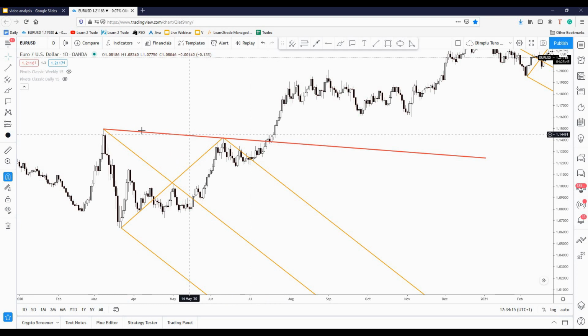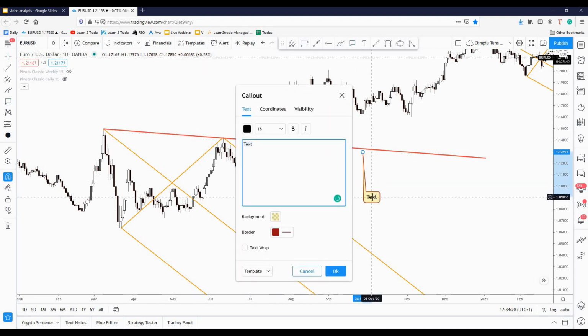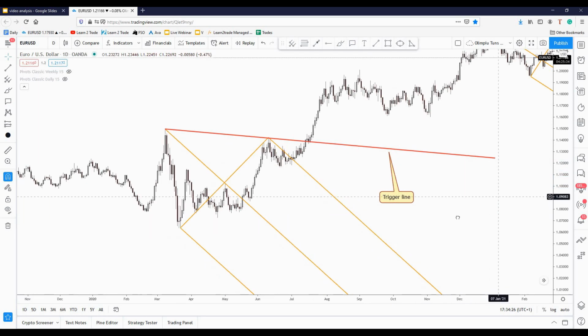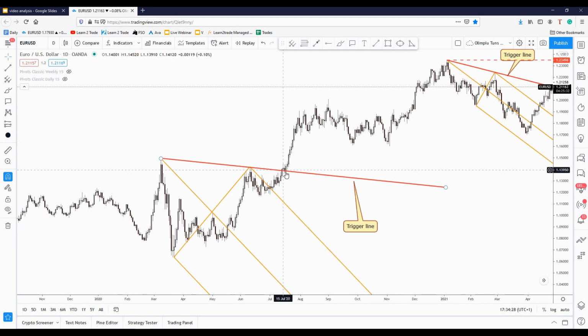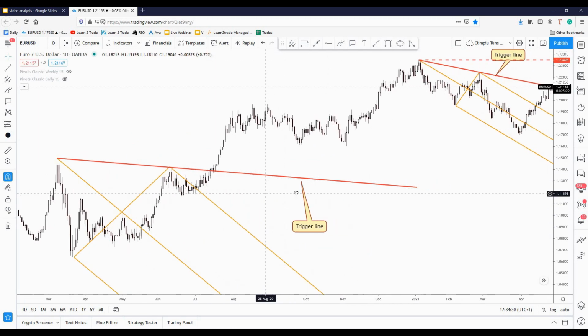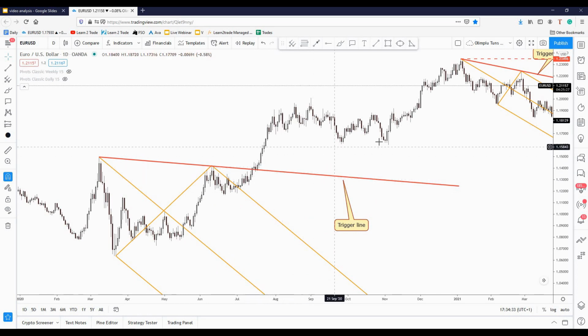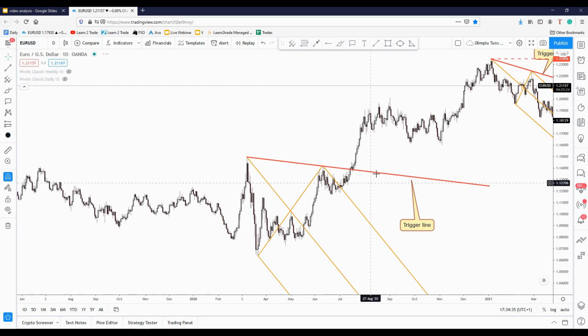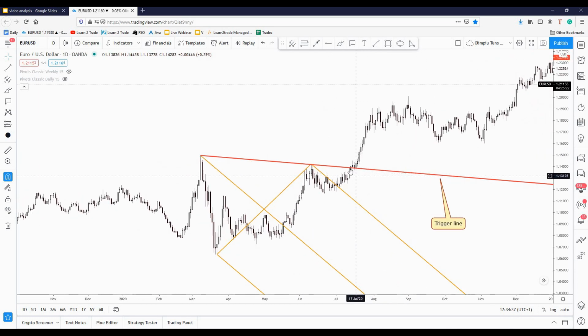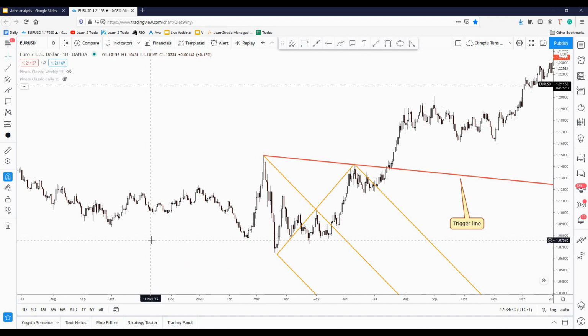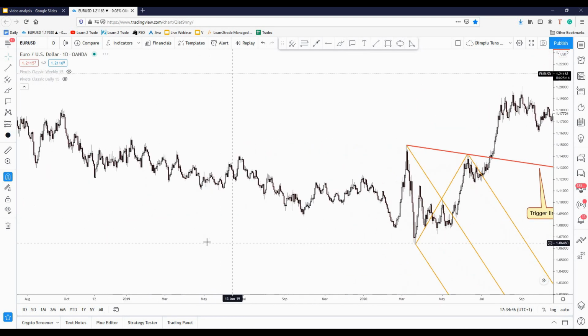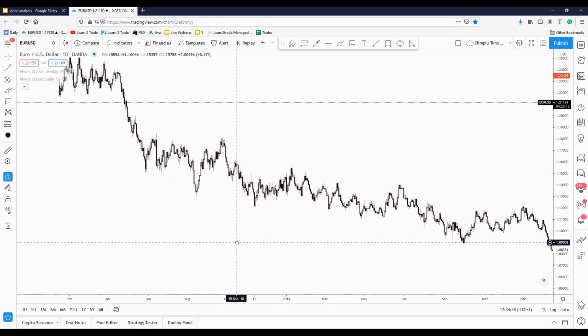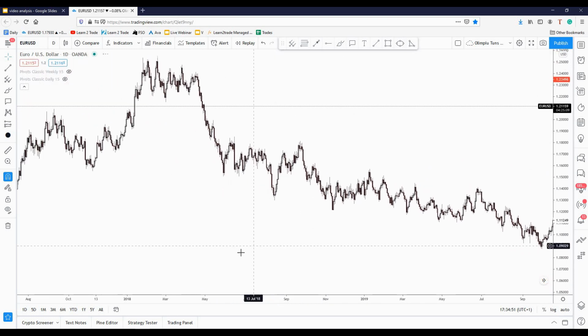I will connect these two pivots, and we'll have a new trigger line, guys, here as well. A new trigger line. So valid breakout above the trigger line. So increase, retest, and then the price has continued to increase. So after the price has registered a valid breakout above the trigger line, the price has continued to increase. And let's move forward and let's identify other trigger lines, guys.